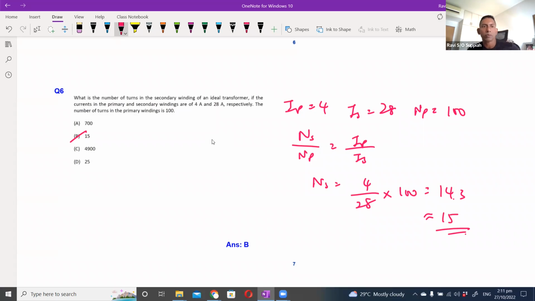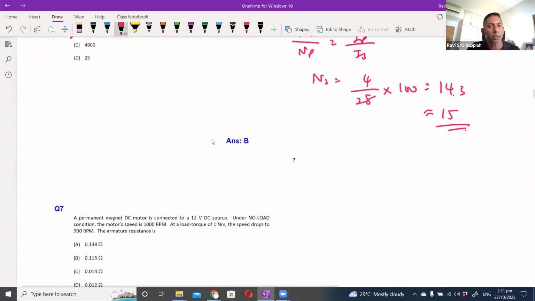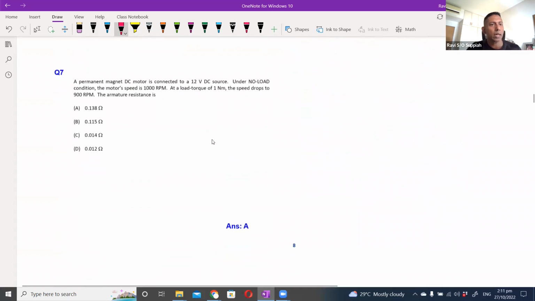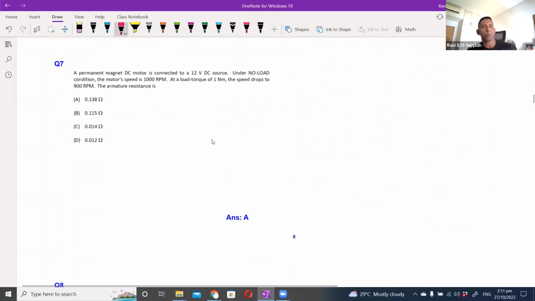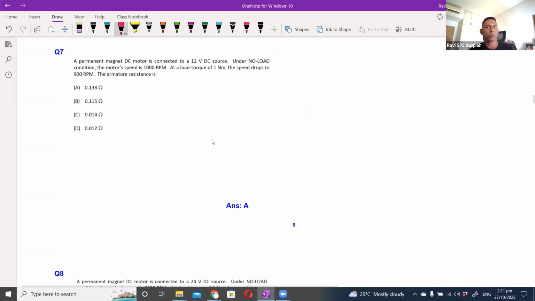Okay, so that sort of wraps up the first few questions on the transformers. All right, so the next few questions are all on the motors. These questions generally are a bit more tedious. There is more steps involved, more working involved. But as long as you see what is the information given and what I need to find out, then you see that it's sort of consistent in the way we approach it.